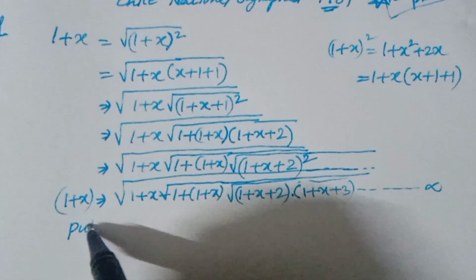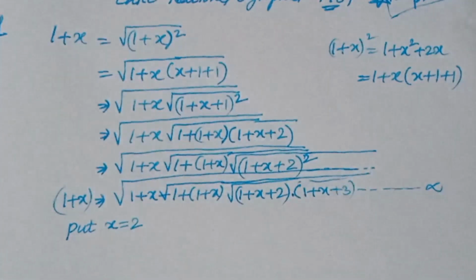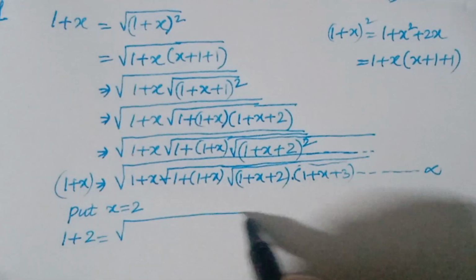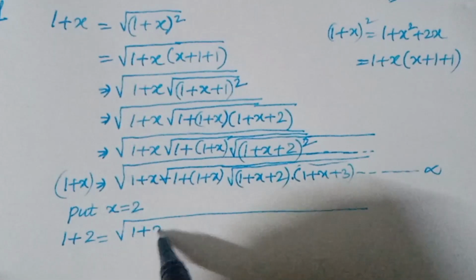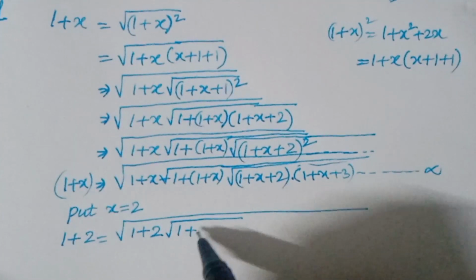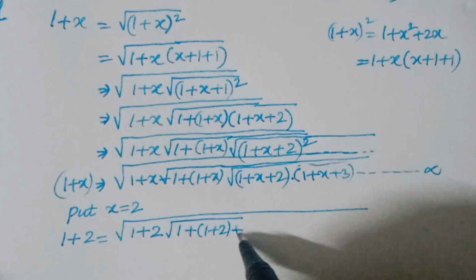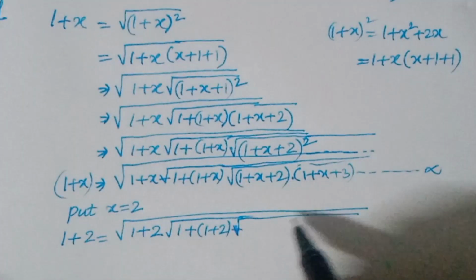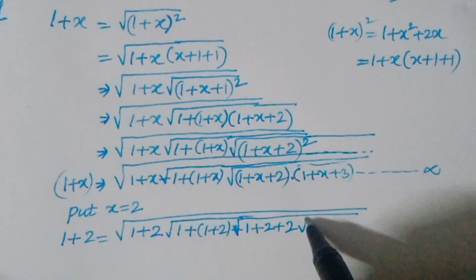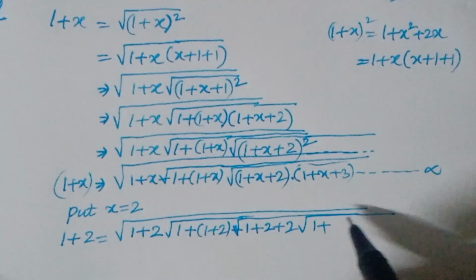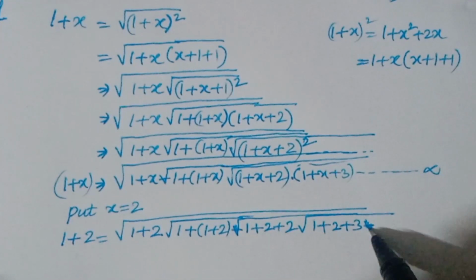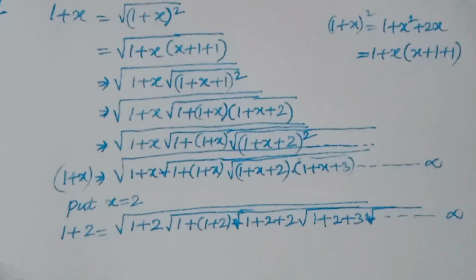Now put x is equal to 2. Put x is equal to 2. 1 plus 2 is equal to root of 1 plus 2, root of 1 plus 1 plus 2, root of 1 plus 2 plus 2, root of 1 plus 2 plus 3, and like this up to infinity.